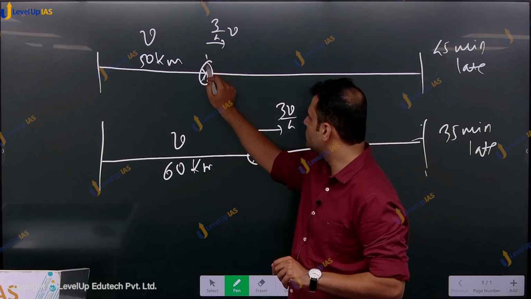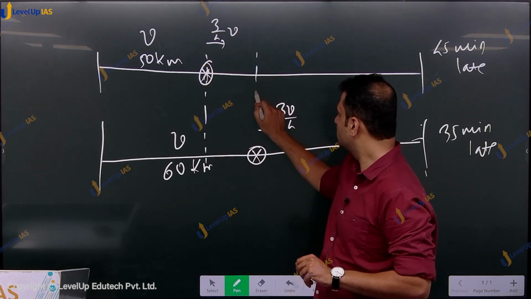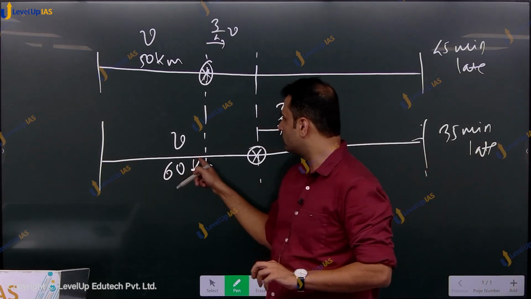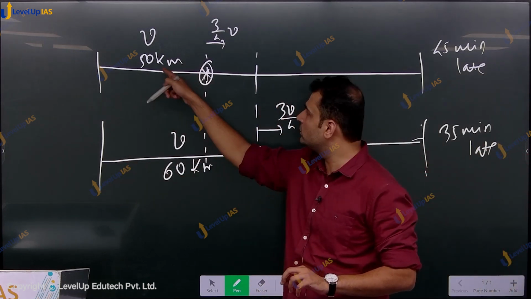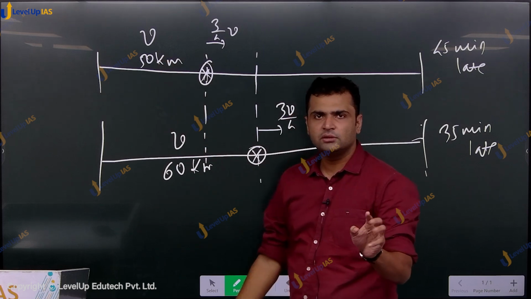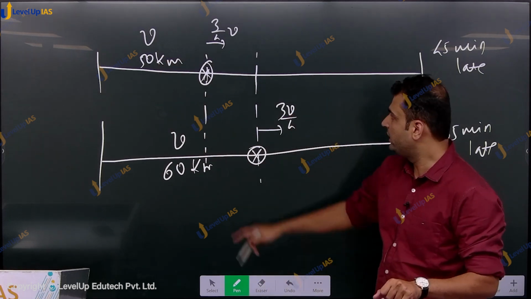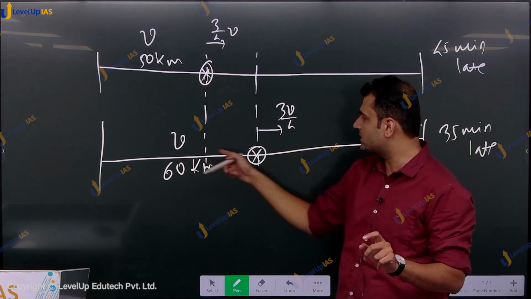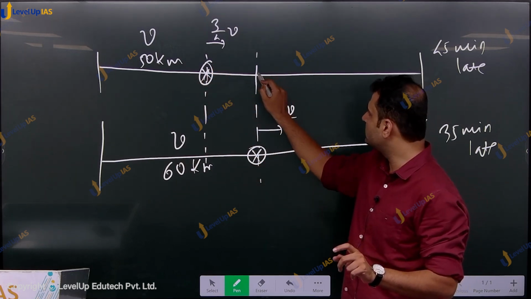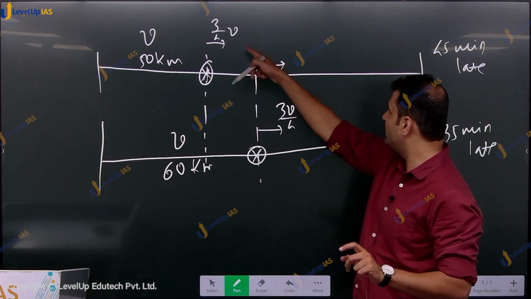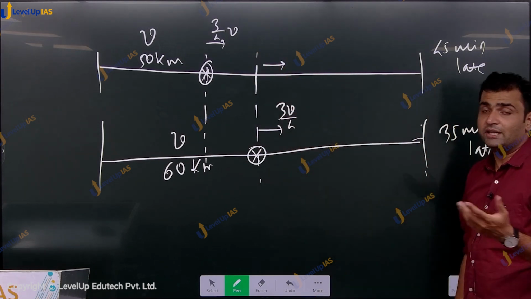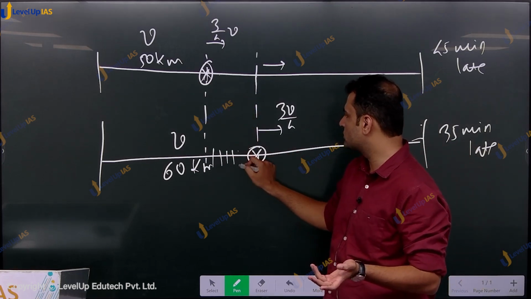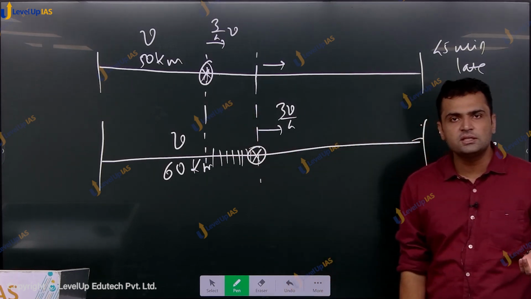Now observe in these two cases, what is the difference? From here to here, in both cases, the train is traveling at usual speed. No change. The difference starts coming here after the accident. Here the accident happens at 50 kilometers, here at 60 kilometers. And after 60 kilometers, both of them are traveling at 3/4v, so that is not changing. So the only difference in these two cases is this 10 kilometers.